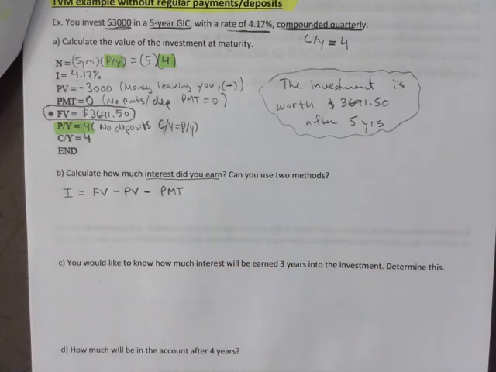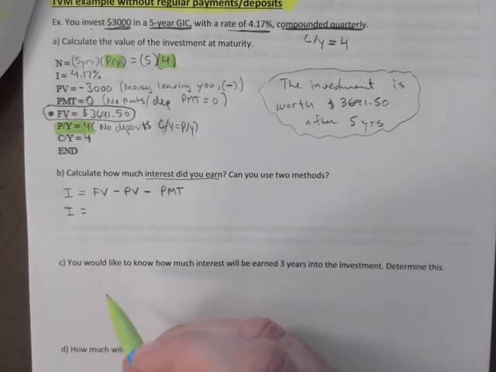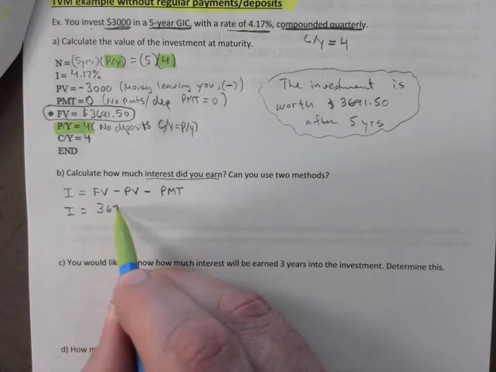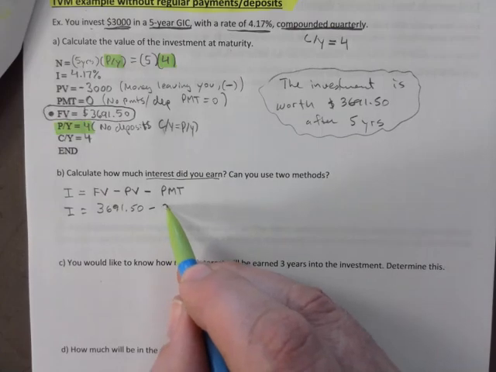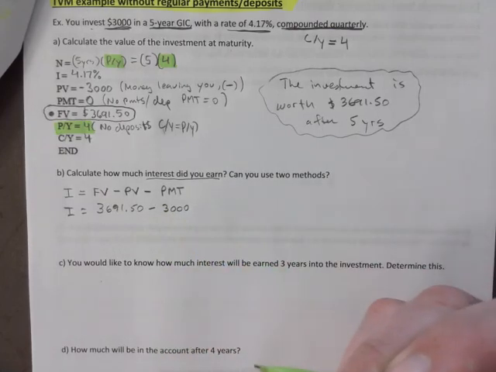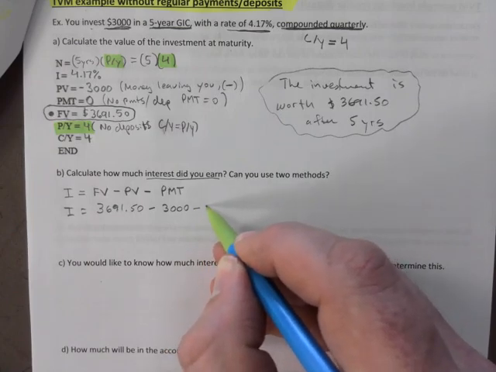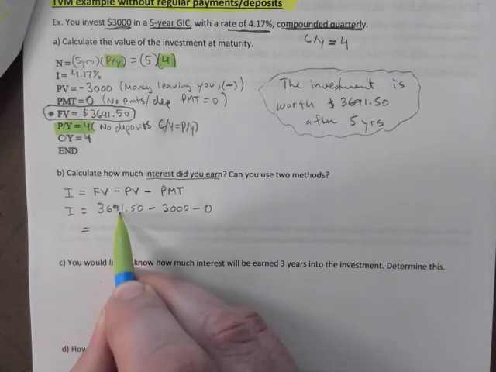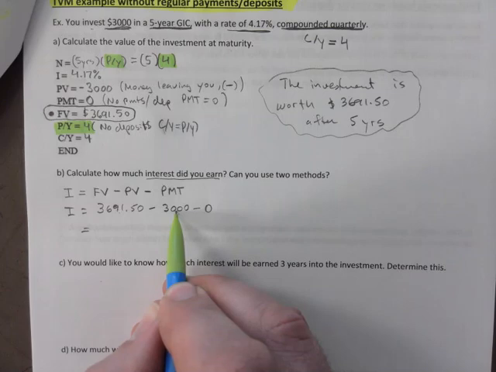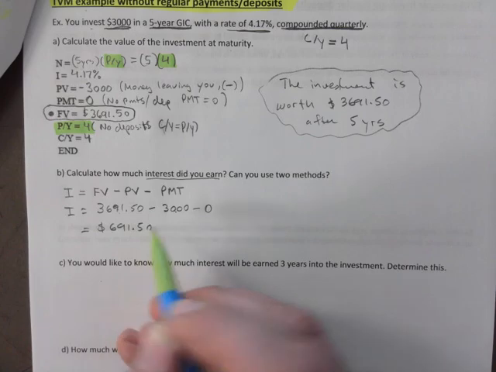And I'll give you this formula again later on. My future value is $3,691.50. Our present value was $3,000. Did you make any deposits, any payments? No. So you just put 0 there. So it's essentially just future value minus present value, which is $691.50.